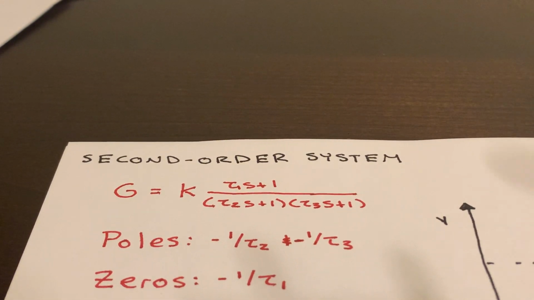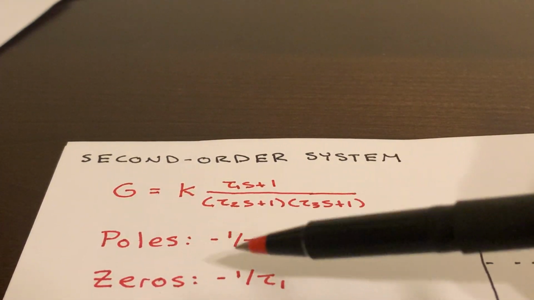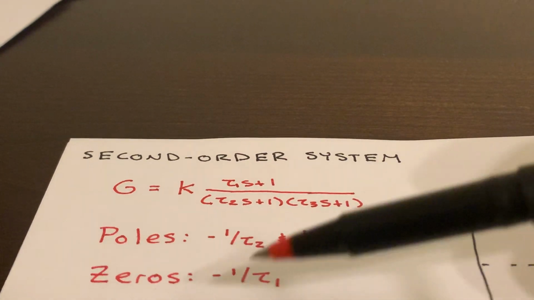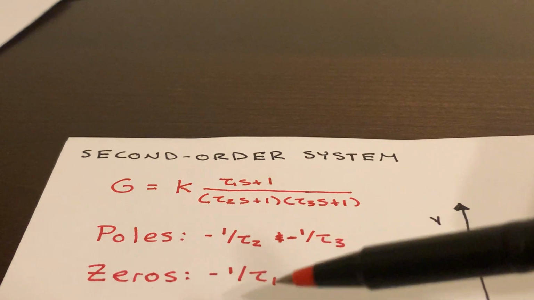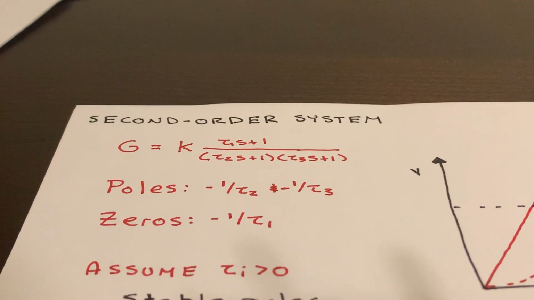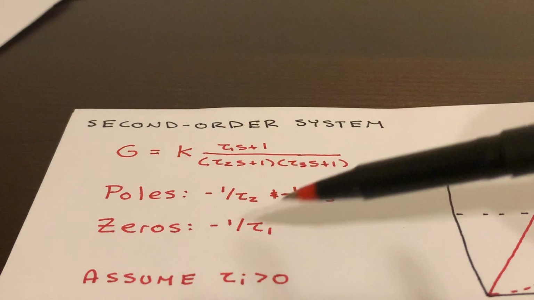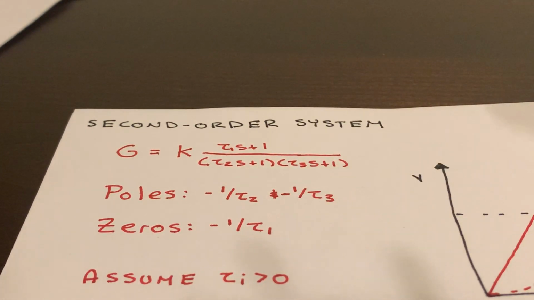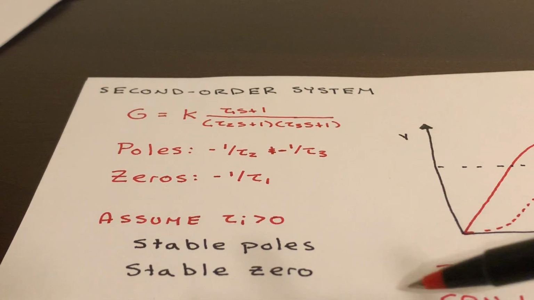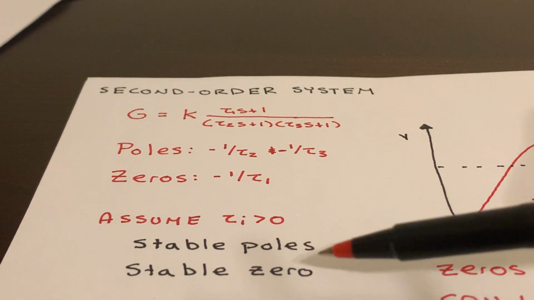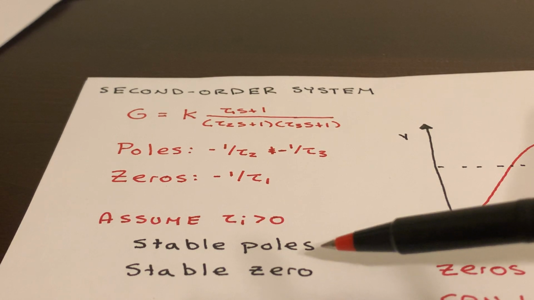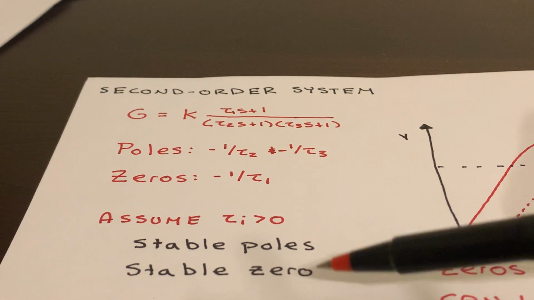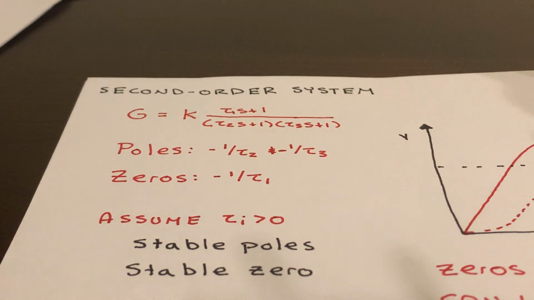So our poles, again, for this system are minus 1 over tau 2 and minus 1 over tau 3. So we have two poles. And then we have a single zero, which is minus 1 over tau 1. We're going to assume, just for simplicity, that our taus are all positive. So this means that we have stable poles and stable zeros. Stable poles means we're going to converge to a steady state. And a stable zero means we're not going to have inverse response, which I'll explain in a second.